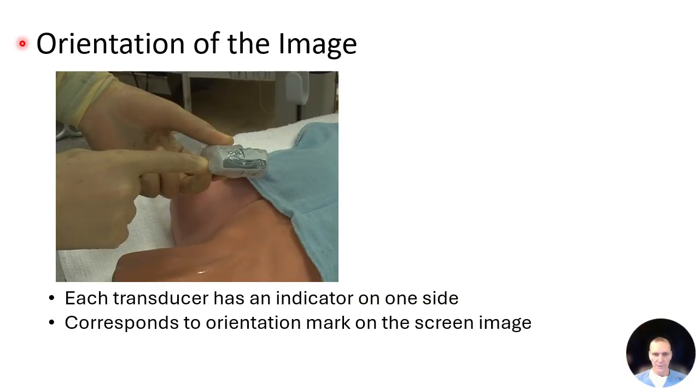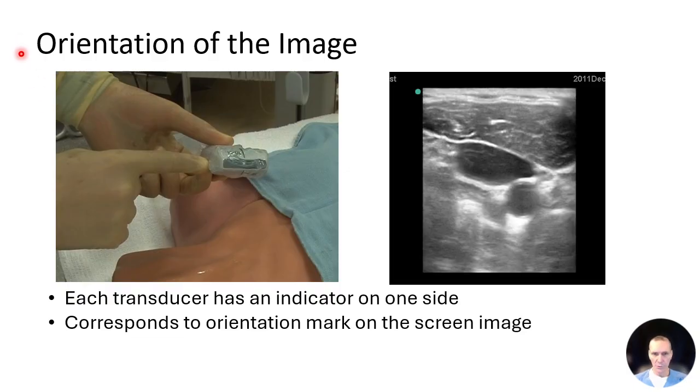You always need to understand, at least when you're starting to scan somebody, the orientation and which way. There's a little indicator on all of these probes, and the indicator will coincide with this little dot here. So you always want to know where your indicator is when you start scanning a patient. Each transducer will have an indicator on one side, and that indicator corresponds to this image on the screen.